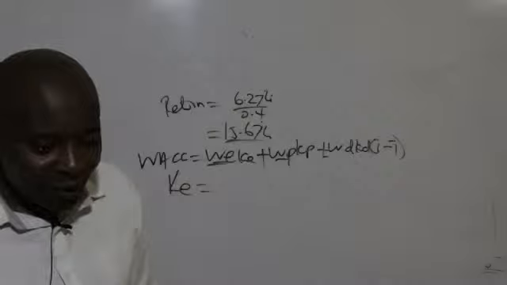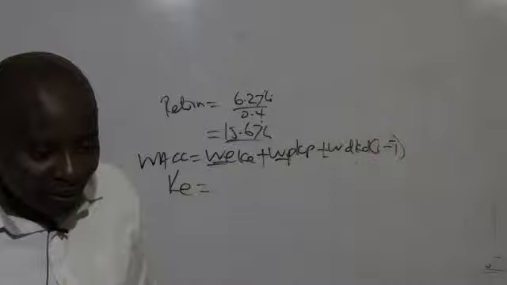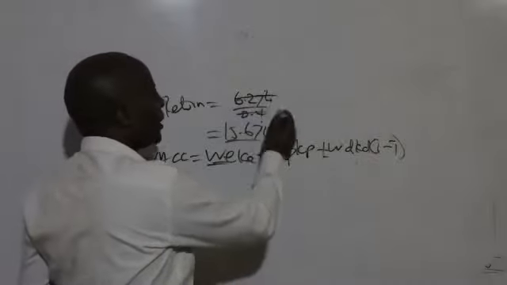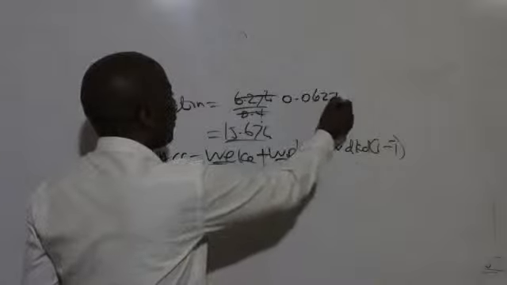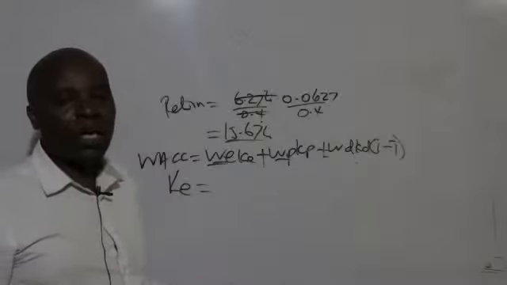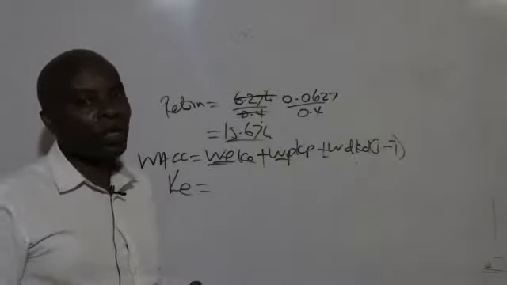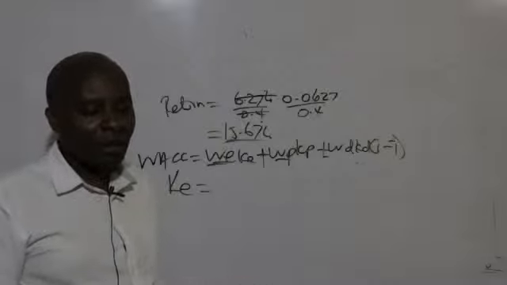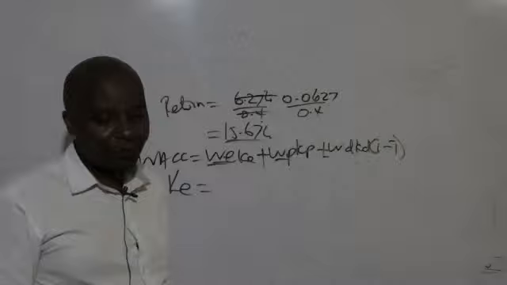Why are we not using 0.06? In this question, no problem. You just use 0.0627 and divide by 0.4. At the end of the day, to convert it to a percentage, multiply by 100. You'll still end up getting the same answer.